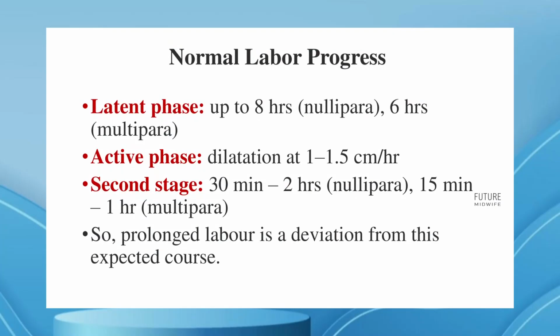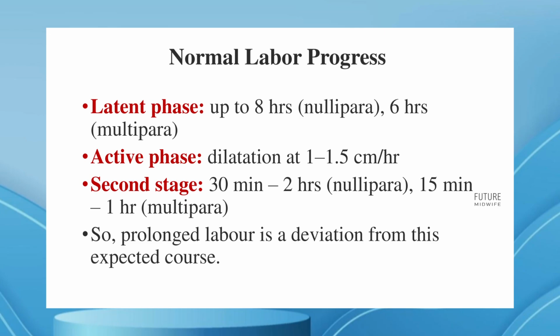Before moving to the definition, it is very important to know the normal labor progress. It can be divided into three parts: latent phase, active phase and second stage. In the latent phase, it is up to 8 hours in nulliparous and 6 hours in multipara. In the active phase, the dilatation will be 1 to 1.5 centimeter per hour. In the second stage, it is 30 minutes to 2 hours in nullipara, and 15 minutes to 1 hour in multipara.